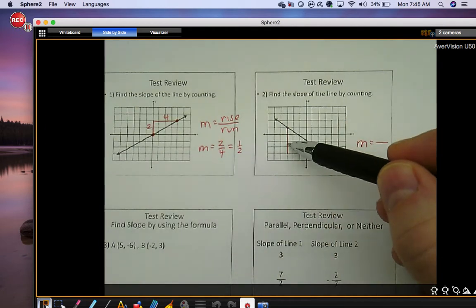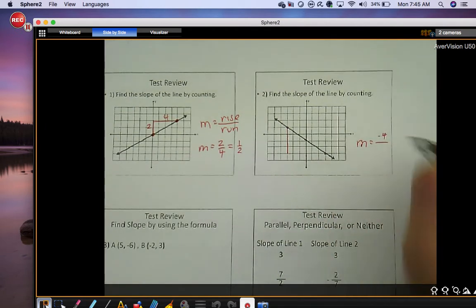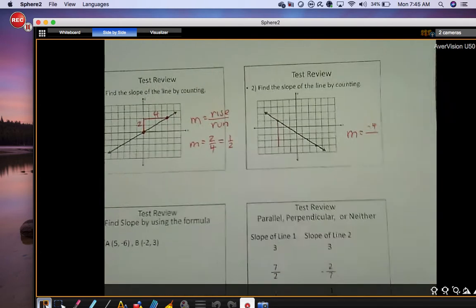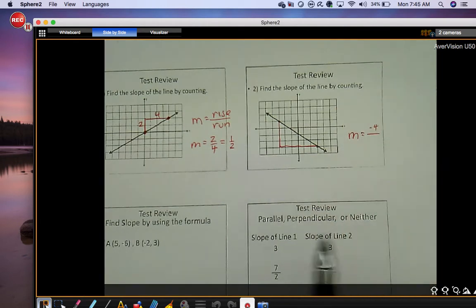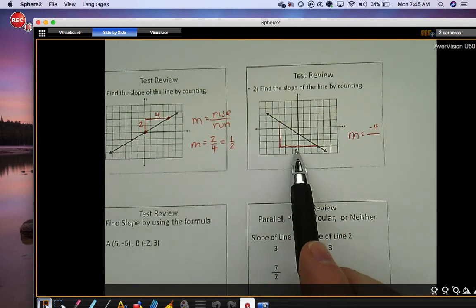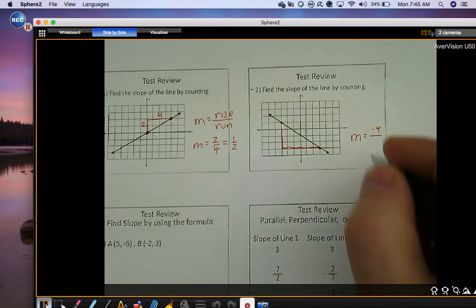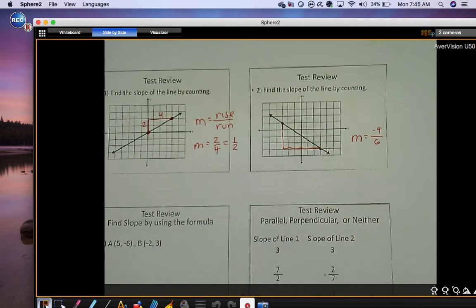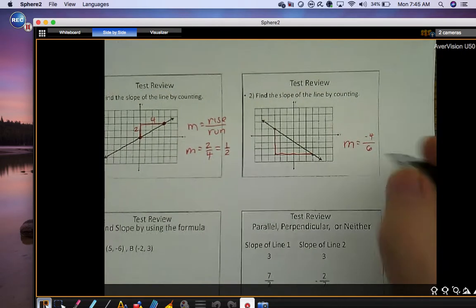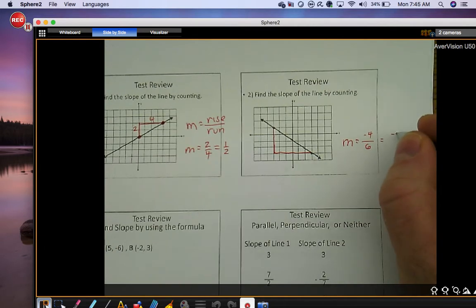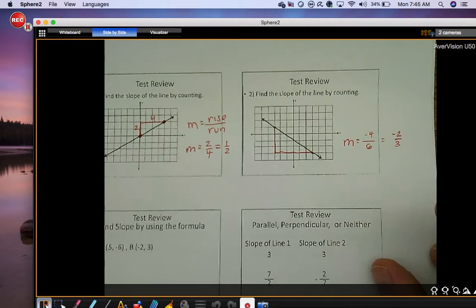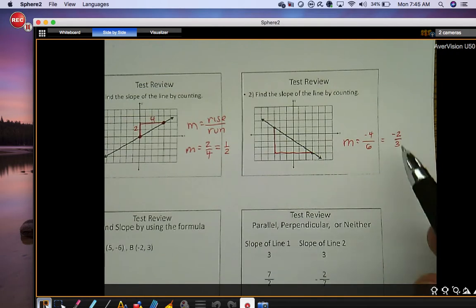1, 2, 3, 4. And then we're going to count the run. We're going to the right, so that would be positive. 1, 2, 3, 4, 5, 6. That's your slope, negative 4/6. Now, unfortunately, that needs reduced as well, so this is not going to be the answer on the multiple choice test. You need to know how to reduce fractions. 2 goes into both. That's the slope of this line, negative 2/3.